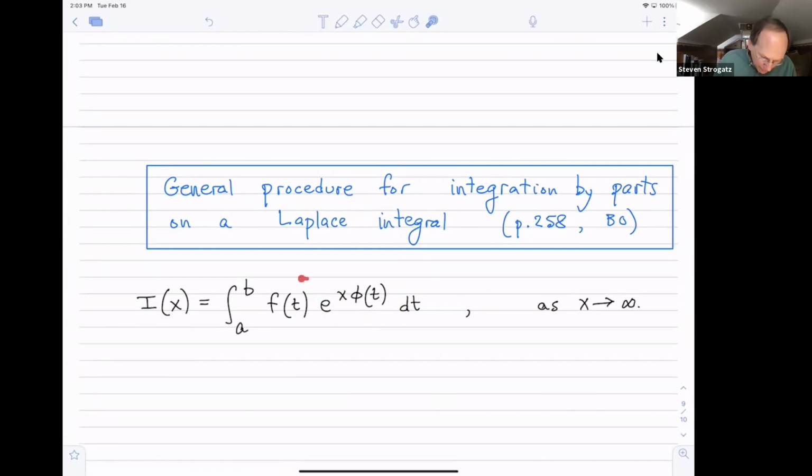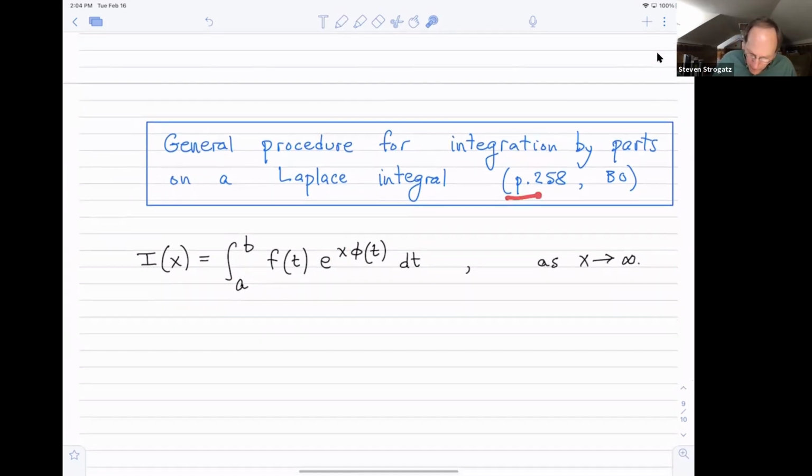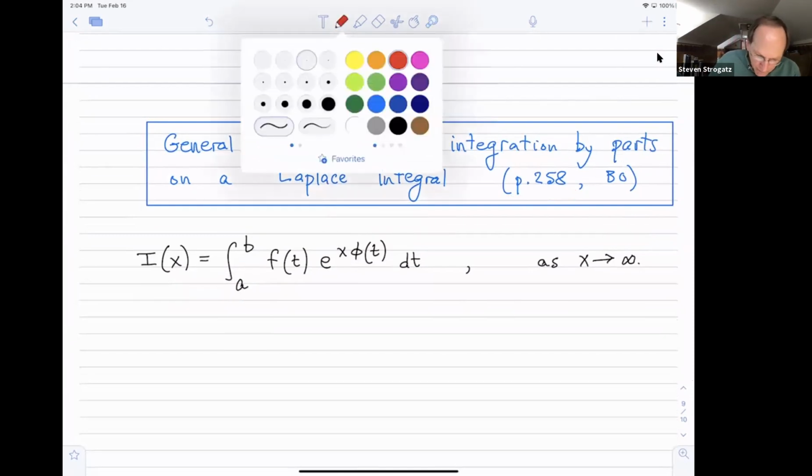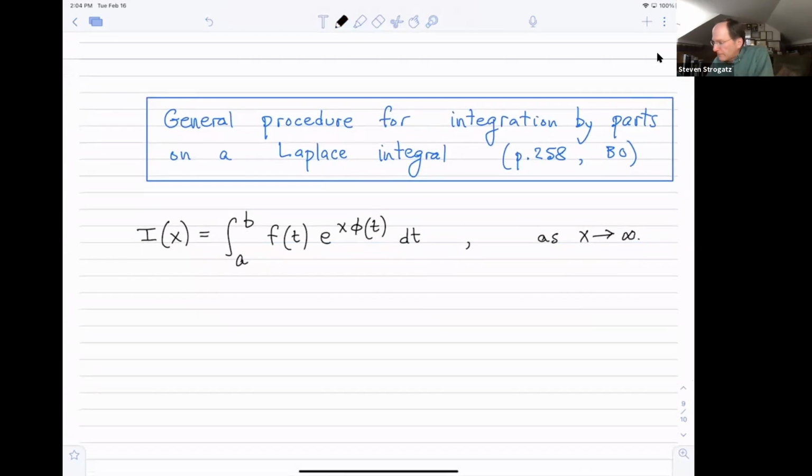And you can also have another function of t multiplying it. And these limits can be arbitrary, a to b, it could be 0 to infinity, whatever. But we're thinking about a large x limit of such an integral. So when you have something like this, it's really set up for integration by parts. This is discussed in Bender and Orszag on page 258, but let me summarize the main point, which is, let's try our tricks again with integration by parts.